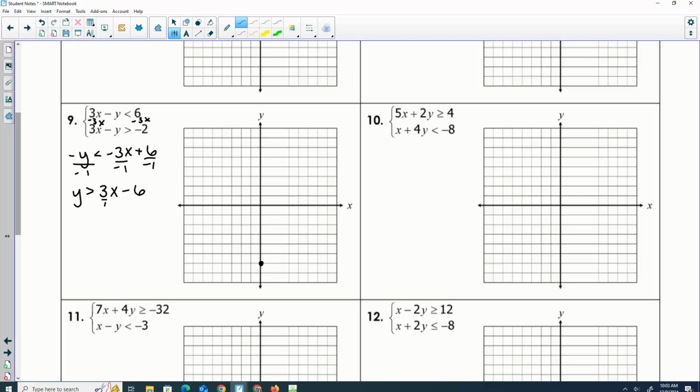Slope is 3 or 3 over 1, so you can go up 3 and over 1 or down 3 and backwards 1. Solid or dashed? Dash, because there's no equal to. So a couple of you still aren't paying attention to what kind of line you need. Make sure you look at that. Greater than, if you're struggling there, think about, here's my y-intercept. I want greater than, so I need to be above my y-intercept. So I'm looking at this region here.